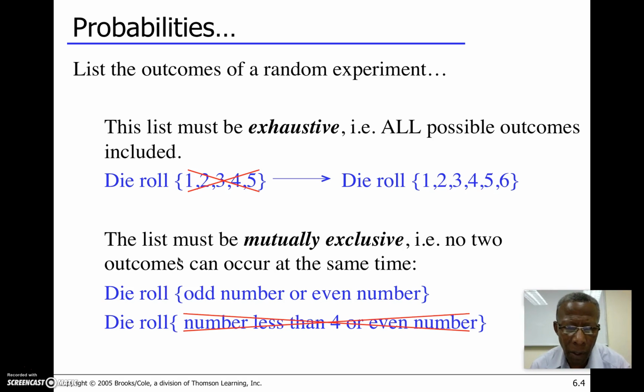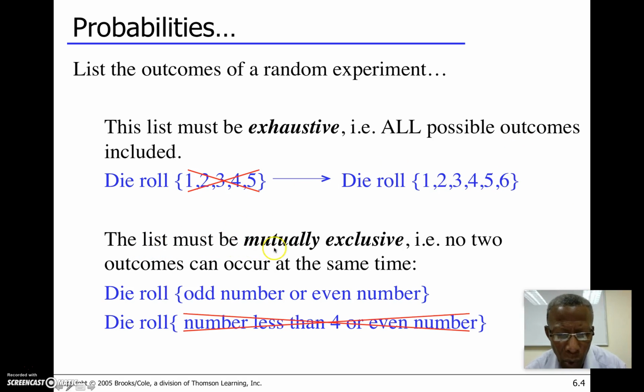The outcomes of a random experiment must be a list of all possible outcomes, and the list must be exhaustive. That is, all possible outcomes should be included. For example, if you roll a die, you not only get 1, 2, 3, 4, 5, but to be exhaustive you must include 6, which is shown here.